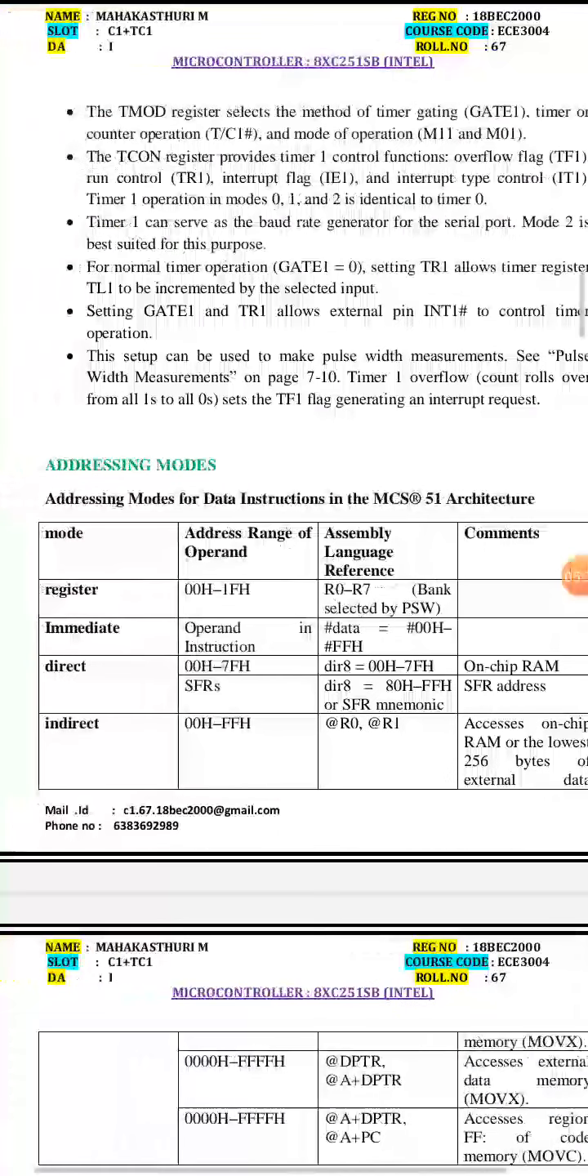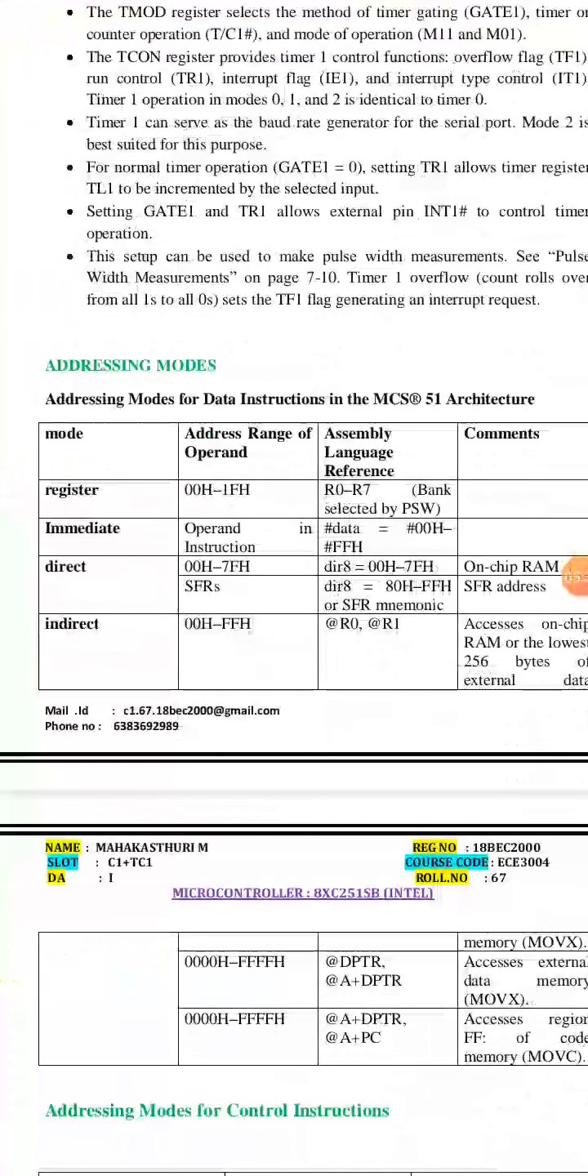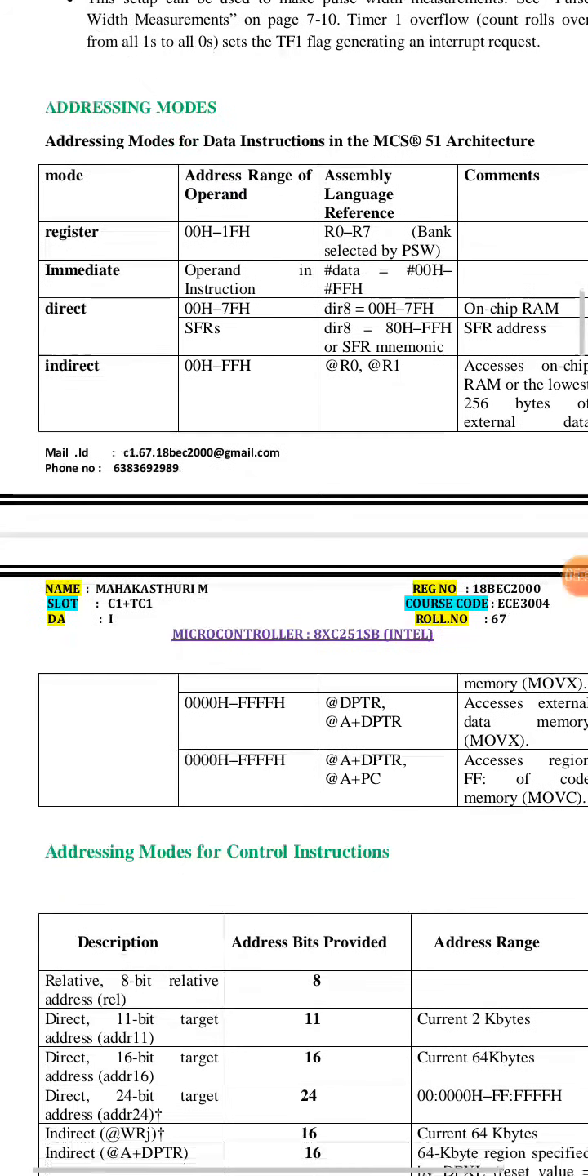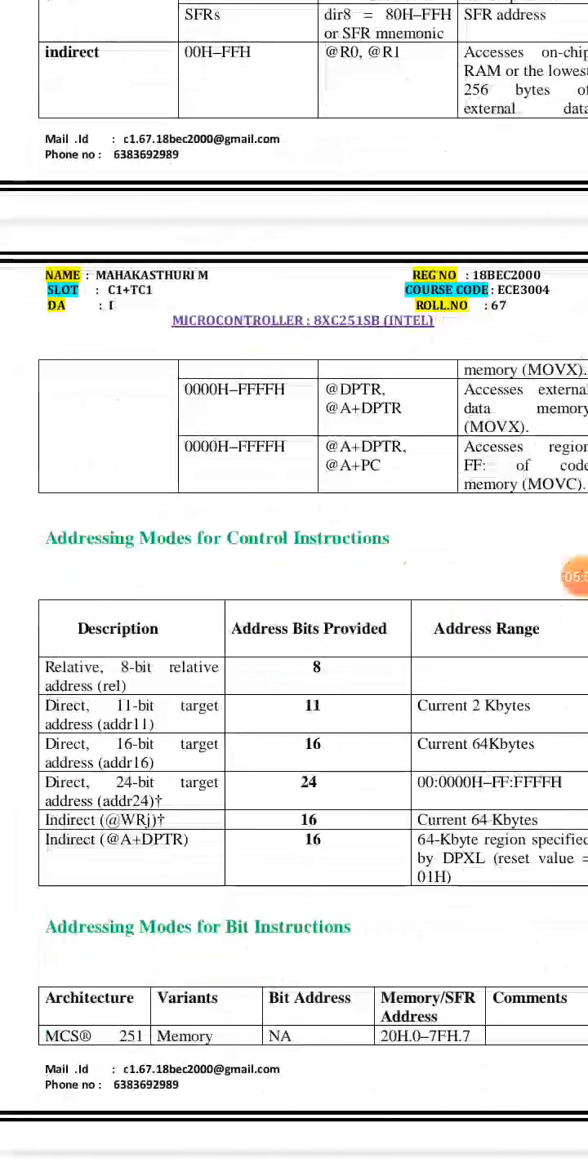Okay. And then we are going to see addressing modes for MCS 51 architecture. There are 4 modes: register mode, immediate, direct and indirect. There are commonly so many addressing modes, but in my microcontroller there are only 4 modes: register, immediate, direct and indirect. Okay. And then addressing mode for control instructions.